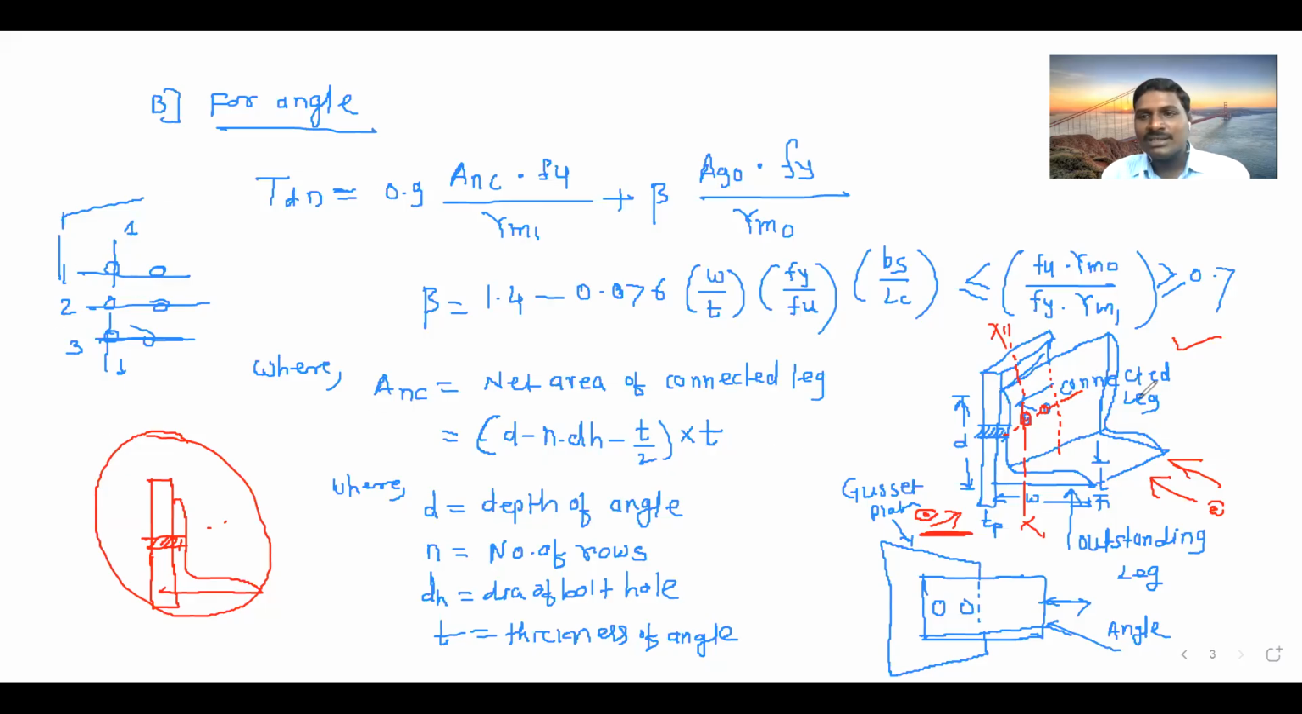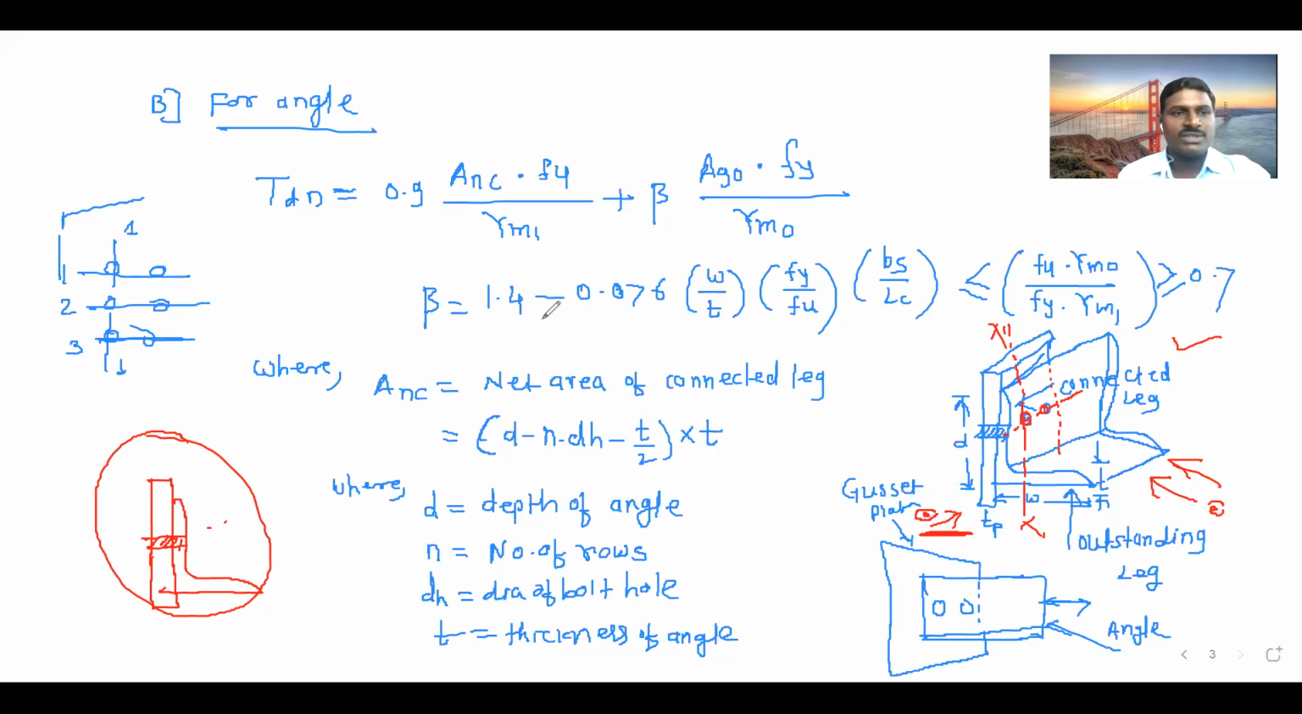If we deduct the area of the 6 bolts, the area will be negative. That's why we have to deduct the area of only one row. How many rows are cut? That area we have to deduct. Okay, so this is the ANC.